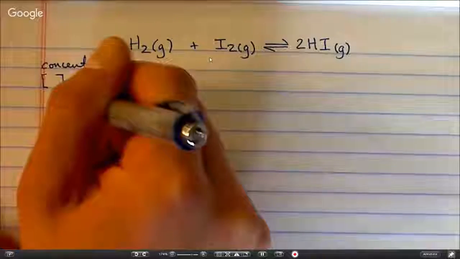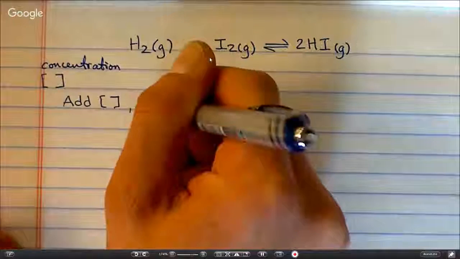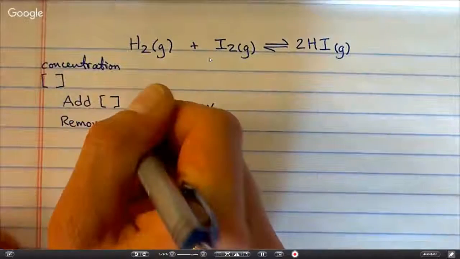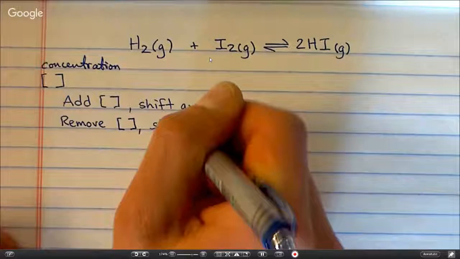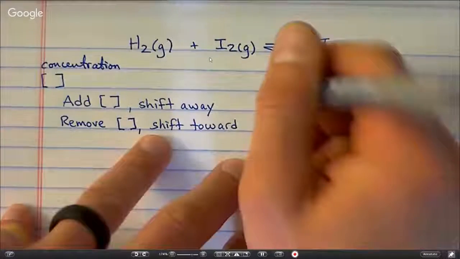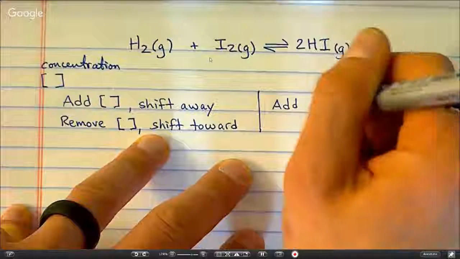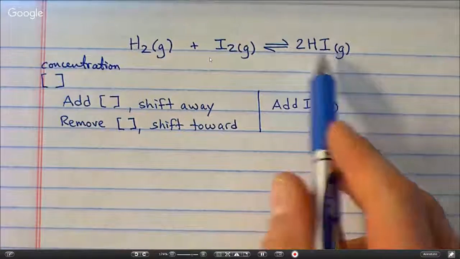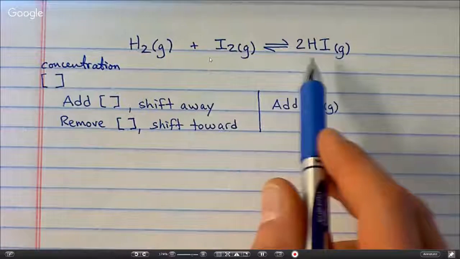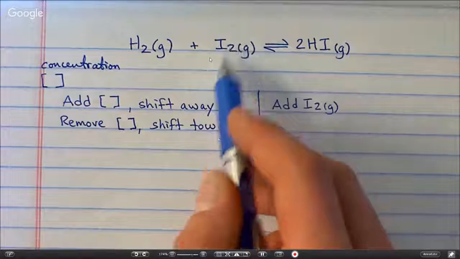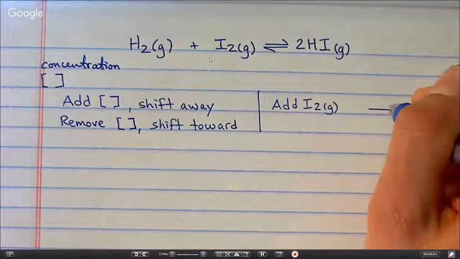If we add concentration, we shift away. And if we remove concentration, we want to replenish it, so we shift toward the thing that we're removing. For example, let's say we add iodine. Is the equilibrium going to shift to the right, or to the left? In other words, will it shift toward the products or toward the reactants? Hopefully you said to the products. Iodine is a reactant, so if we're adding something on the left side, we shift to the other side, to the products. So we're going to shift to the right.